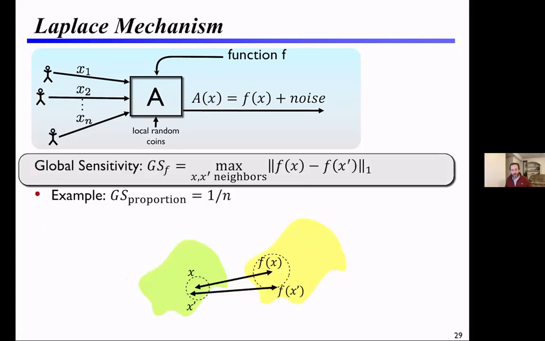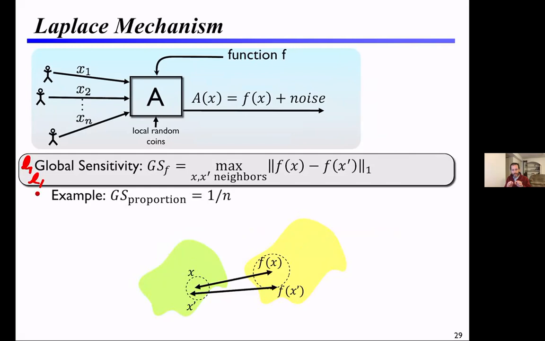One way to get a handle on that is via what's called the global sensitivity of the function. It's actually the L1 global sensitivity of the function, for reasons we'll see soon. So we'll define the global sensitivity as the maximum change we can see in the function between two neighboring data sets. We'll consider the maximum, or the supremum, over all possible pairs of neighboring data sets, x and x prime.